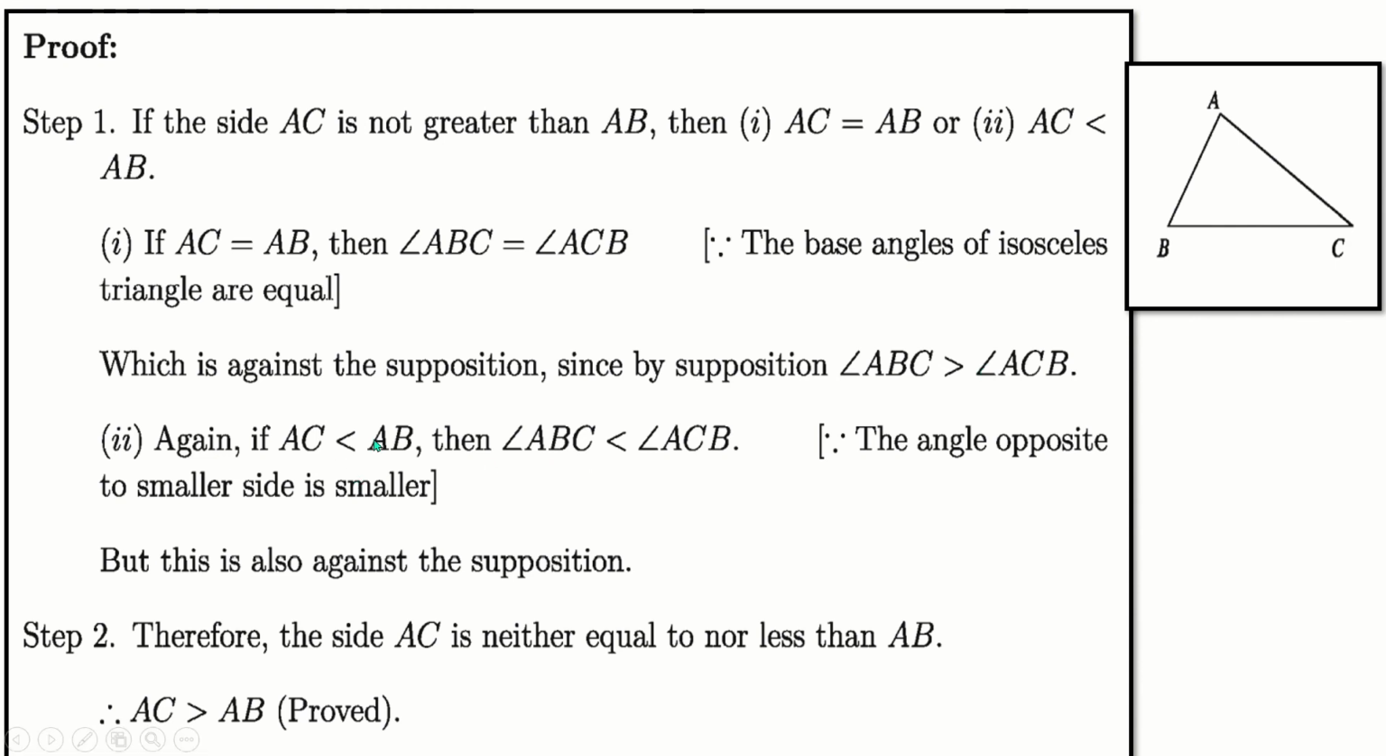Again, if AC is less than AB, then we can say angle ABC is less than angle ACB. Therefore, the angle opposite to a smaller side is smaller. But this is also against the supposition, because the supposition was angle ABC greater than angle ACB. Therefore, the side AC is neither equal nor less than AB. Therefore, AC is greater than AB. Proof is complete.